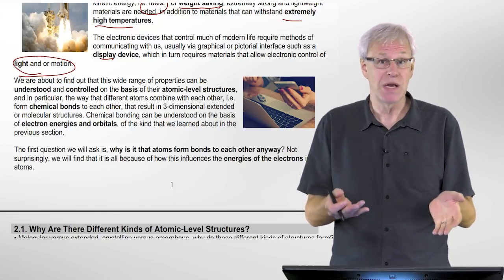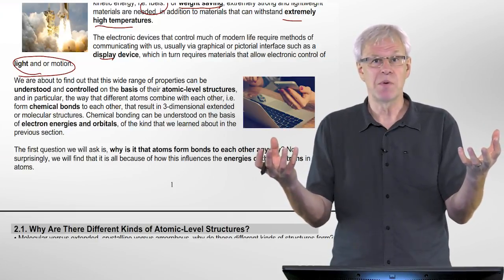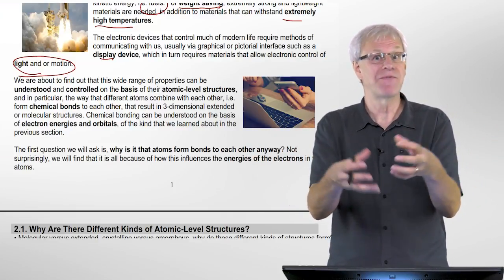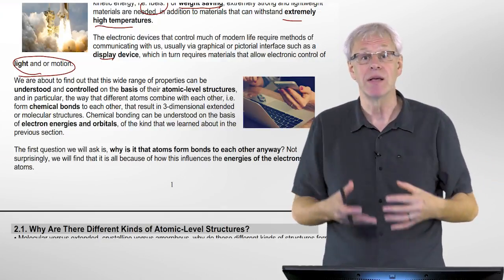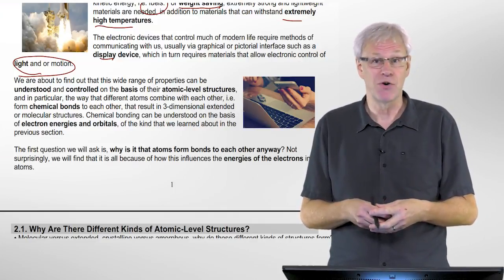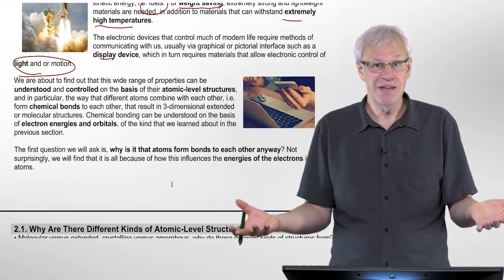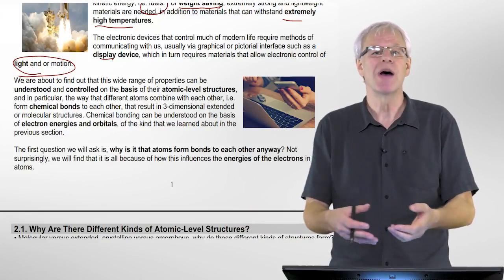But the very first question we're going to ask is a very simple one: if you have two atoms, why do they form a bond anyway? That's the most fundamental thing. Once we understand that, then we can understand different kinds of bonding. So the very first question we're going to ask is, why do atoms bother forming bonds anyway? If they didn't, we wouldn't have any of the materials that engineers need to do what engineers do.